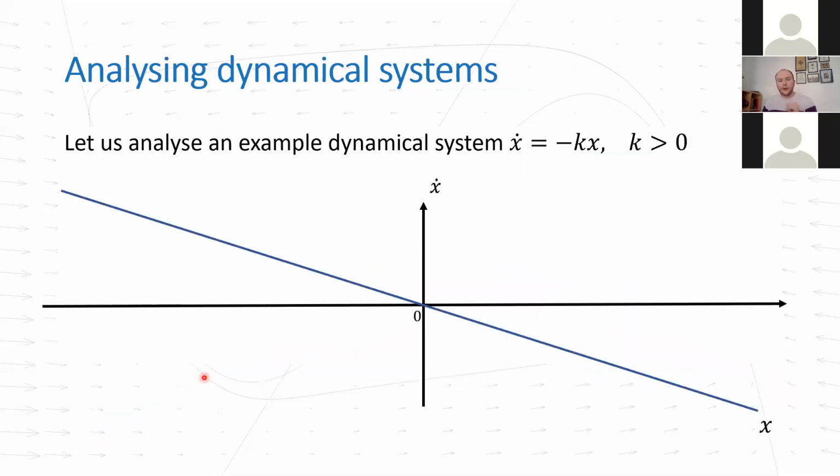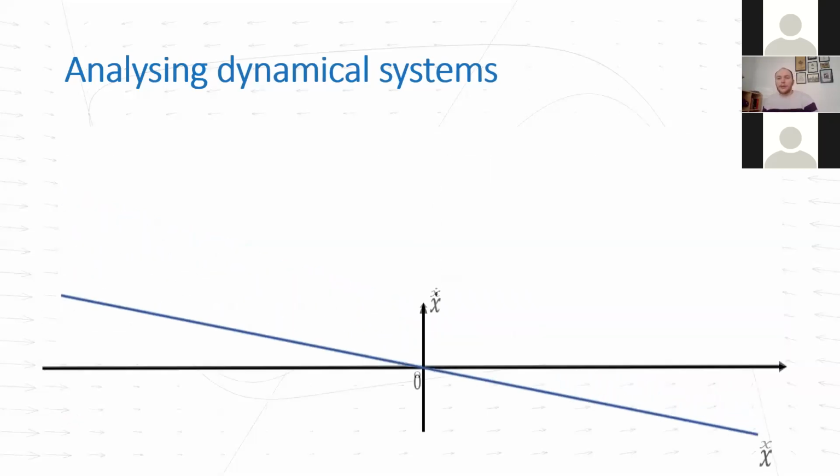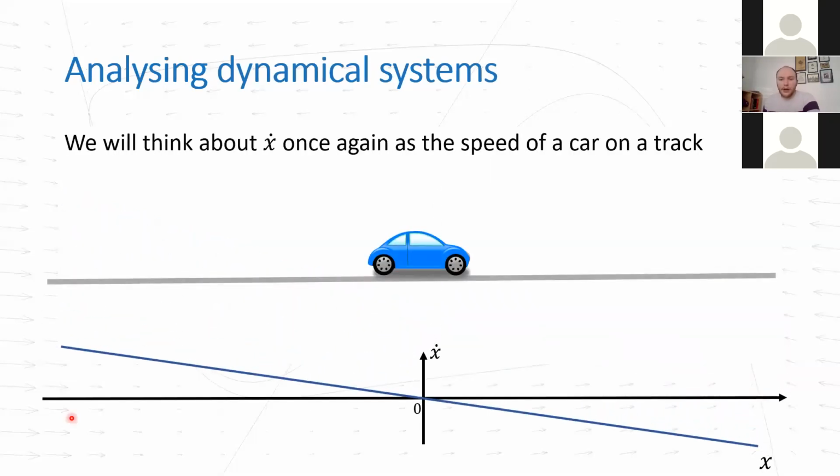Throughout this talk, I'm going to use an example dynamical system: x dot equals minus kx, where k is greater than 0. That just means we've got a straight line that goes through 0, 0 and has a gradient of minus k. So how do I understand what the system is going to do? We'll think about it once again as the speed of a car on the track.